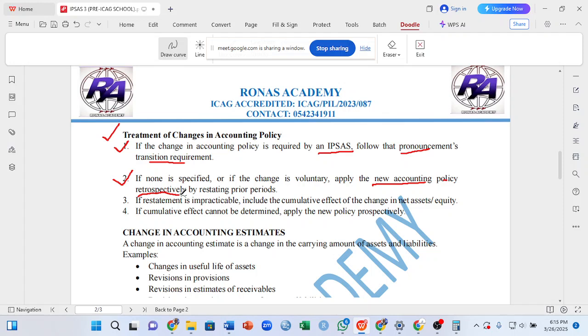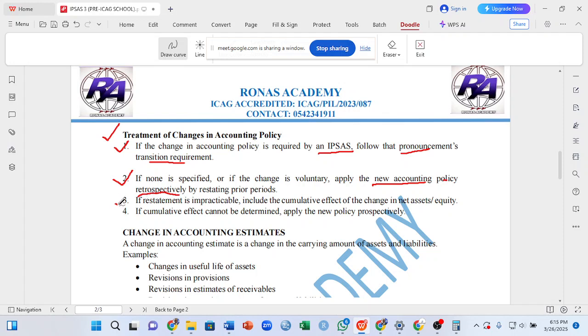So that's the second option. In the case whereby you don't have a pronouncement transition requirement, or you are the one bringing the change, then make sure that you apply that change retrospectively. Retrospectively here means you're going back to the previous accounting year and then you're going to restate your equity and its comparatives.